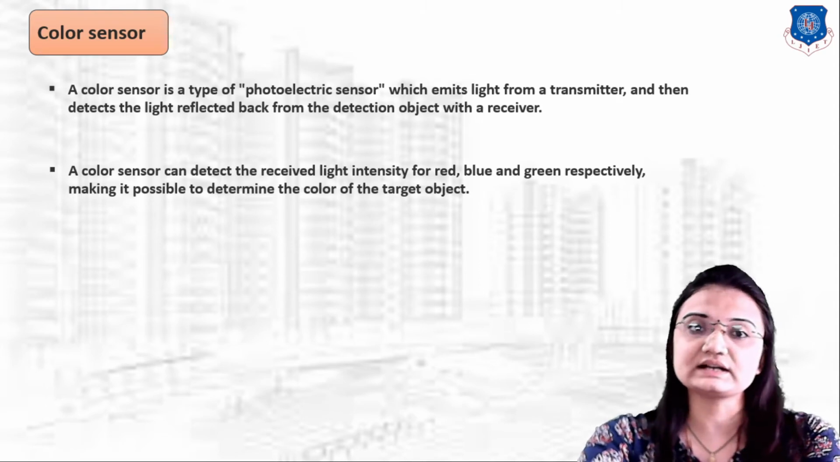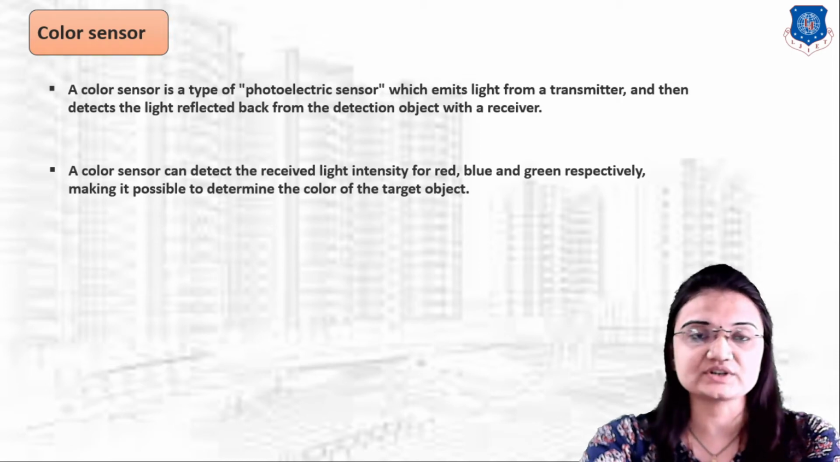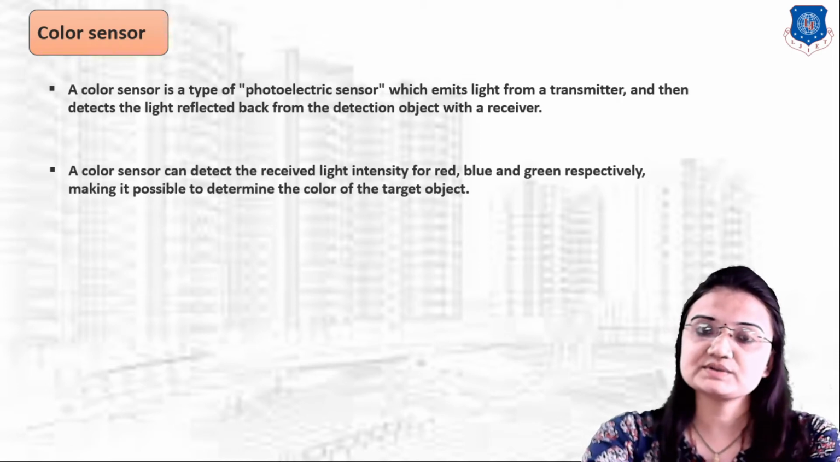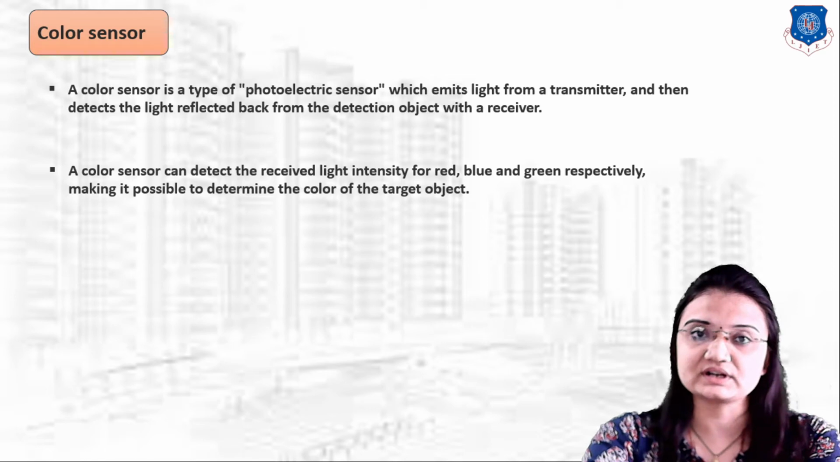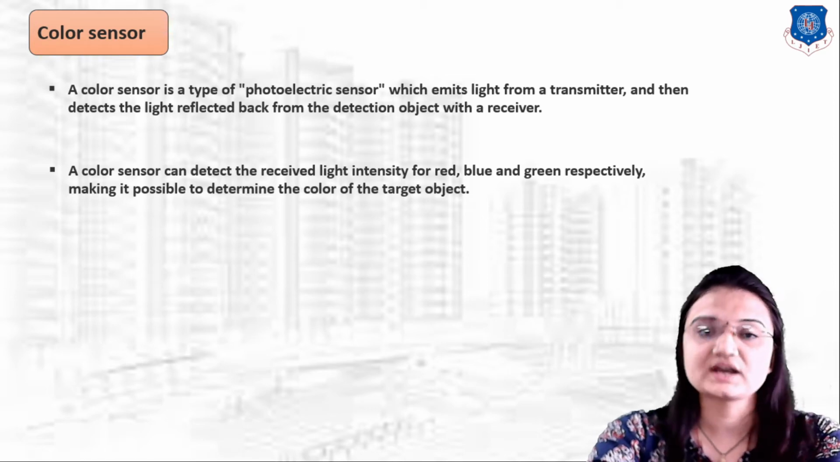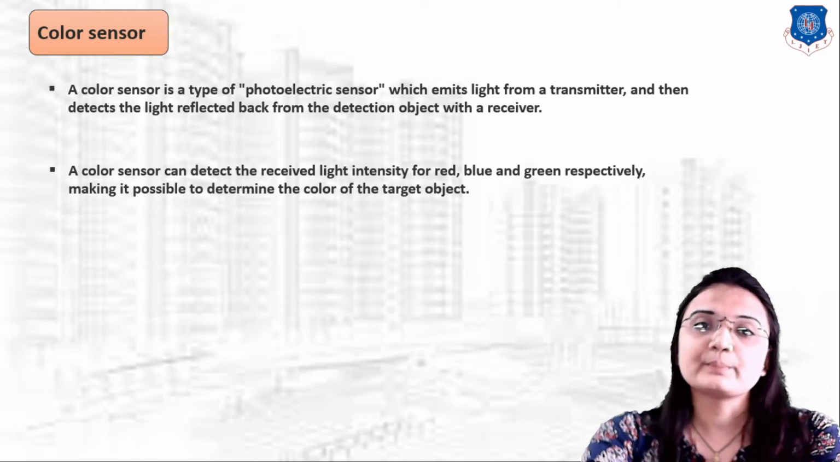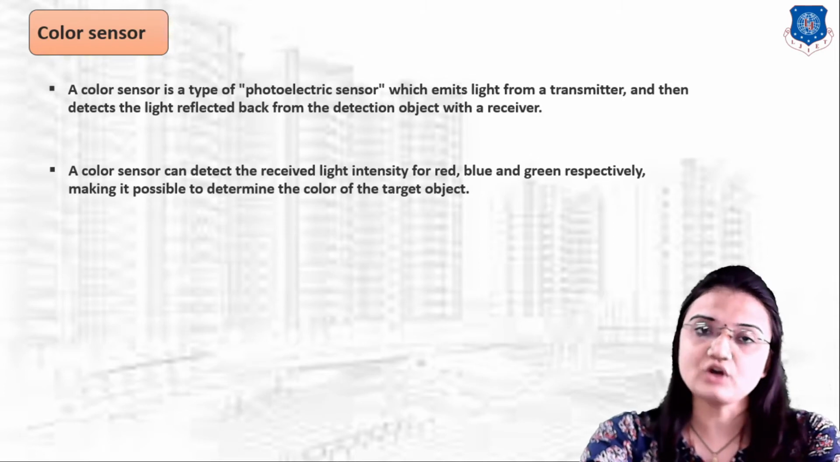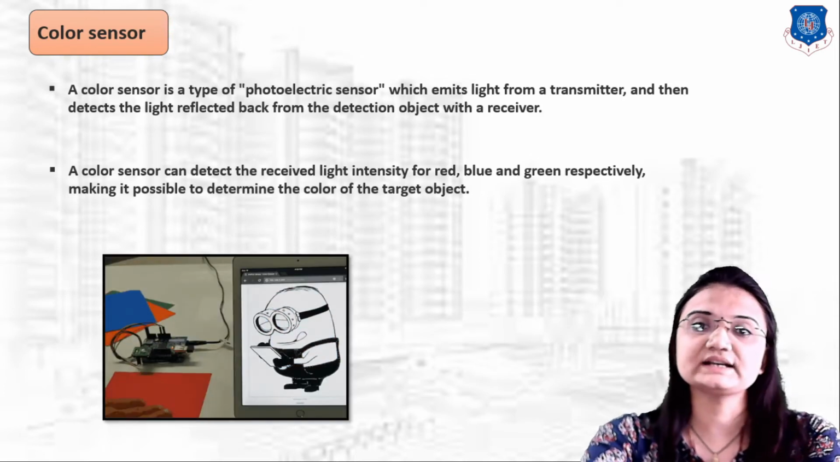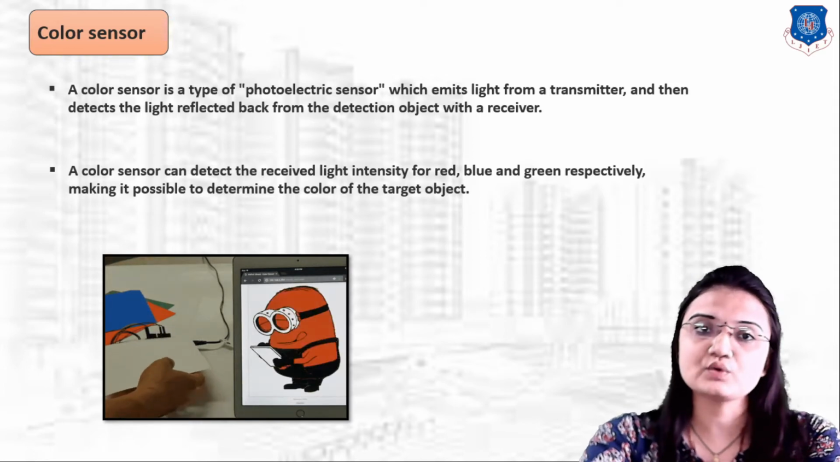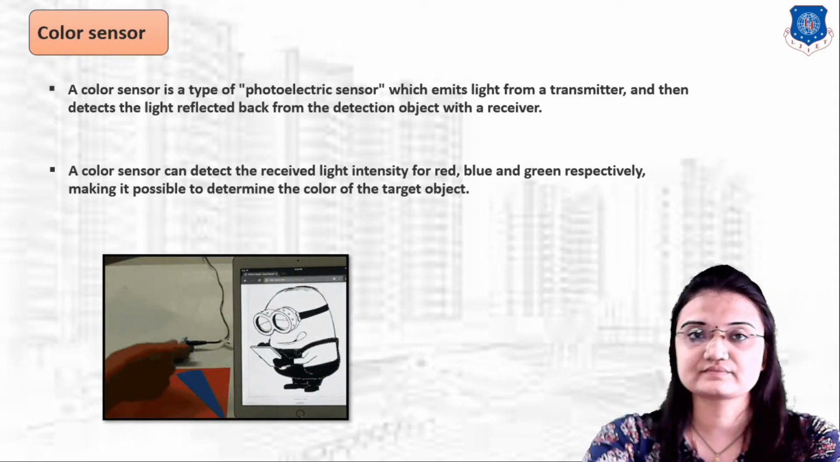Generally, a color sensor contains one transmitter and one receiver. The transmitter is used to transmit the light to the target object and the receiver is used to measure the intensity of light reflected from the object. You can clearly see in this video how the color sensor works.